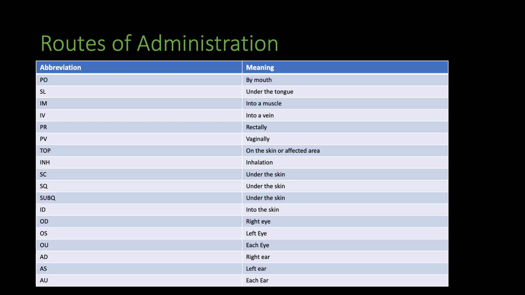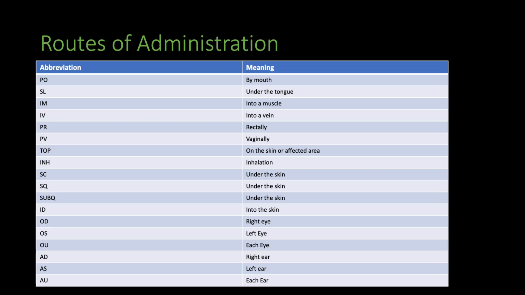PO is by mouth, sublingual, under the tongue. IM into a muscle, IV into a vein, PR rectally, PV vaginally, TOP topically or on the skin or affected area. You might also see AAA, applied to affected area. INH, inhalation. SC, SQ, and sub-Q are all under the skin. ID as into the skin. OD as right eye. OS left eye.